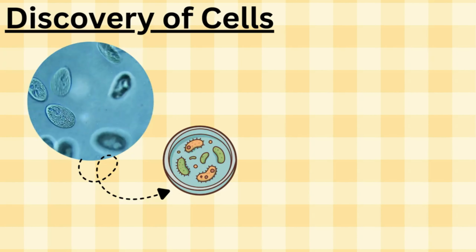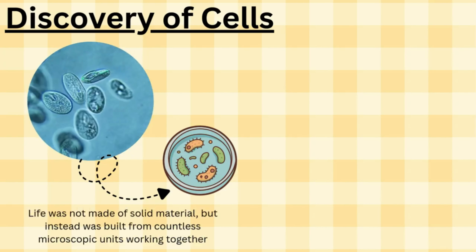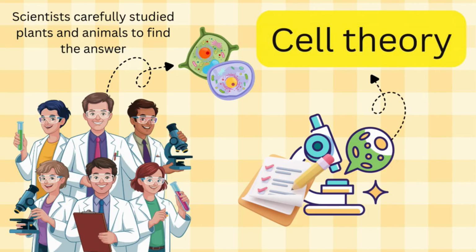Scientists began to realize that life was not made of solid material, but instead was built from countless microscopic units working together. But this raised an even bigger question. Are all living organisms made of cells? The answer to that question eventually led to one of the most important principles in biology, the cell theory. Over the next 2 centuries, scientists carefully studied plants and animals to find the answer. Their observations led to the development of one of the most important ideas in biology, the cell theory.